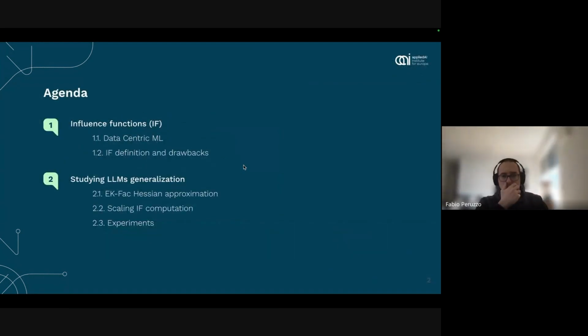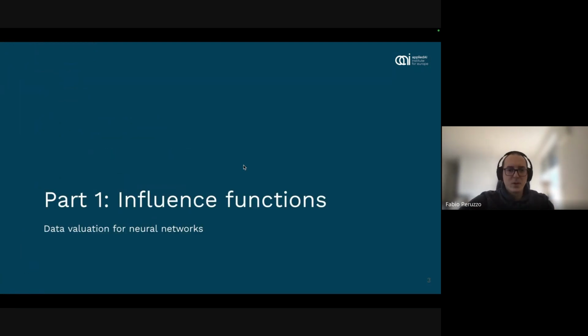So the agenda for today is divided into two parts. The first is influence functions, and we will start by considering what we mean by data-centric ML and how influence functions map to the problem of data evaluation, essentially. And then when we see how influence functions are introduced and what the drawbacks are, we will delve into this new paper that was published very recently. Let's say the biggest contribution is the fact that they were able to scale influence functions to models with billions, actually 50 billion parameters. And then the last part will be mostly experiments. So let's start. Part one.